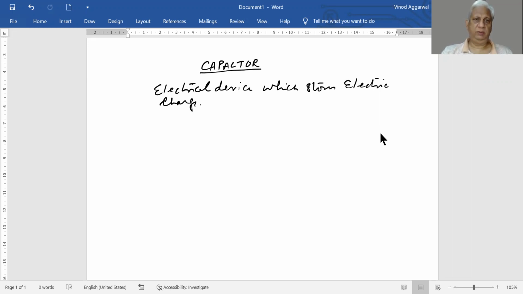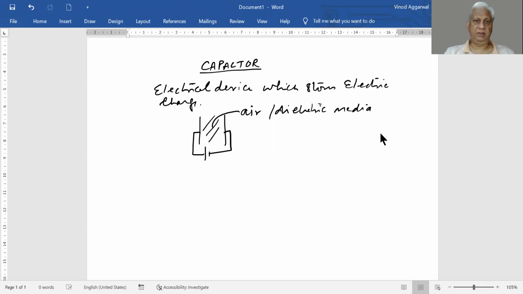Usually, not always, it consists of two parallel plates, which could be filled with air or some dielectric media, and which can usually be charged with the help of a battery. So this is what, in brief, a capacitor is.